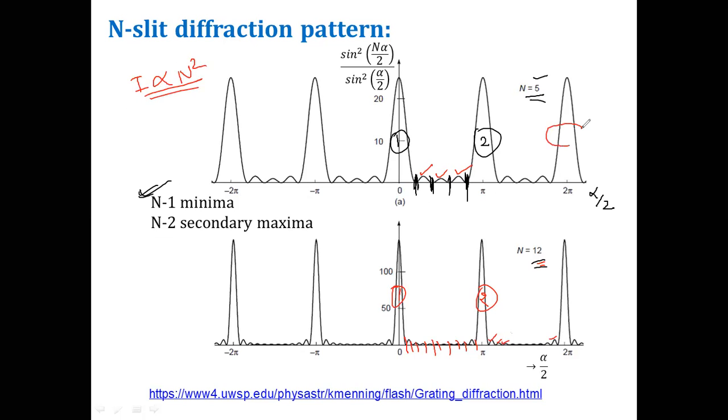Look at the width of this and the width of this. The width of this is much less as compared to the width of this. So as you keep on increasing the number of slits, and here you have just moved from 5 to 12 slits, the intensity of your principal maxima will increase much more, and the peaks of your principal maxima will become much sharper.